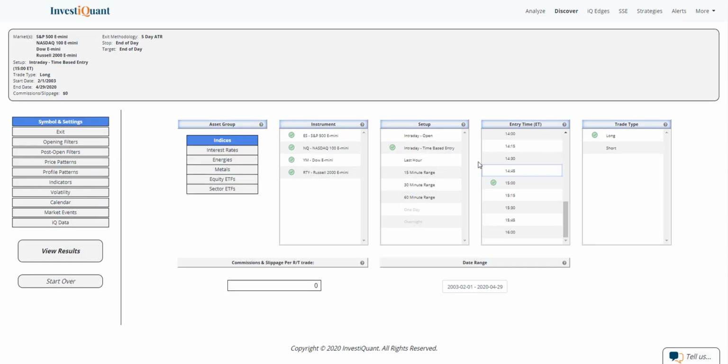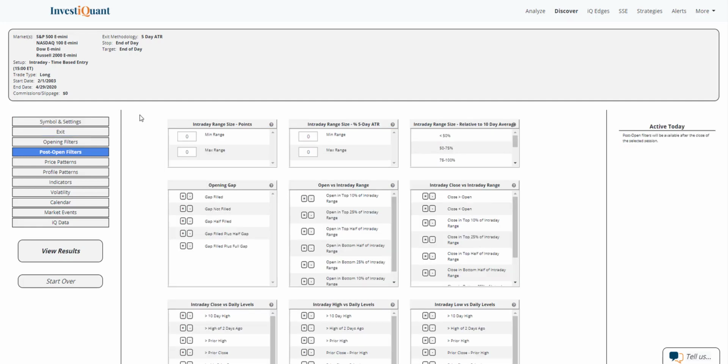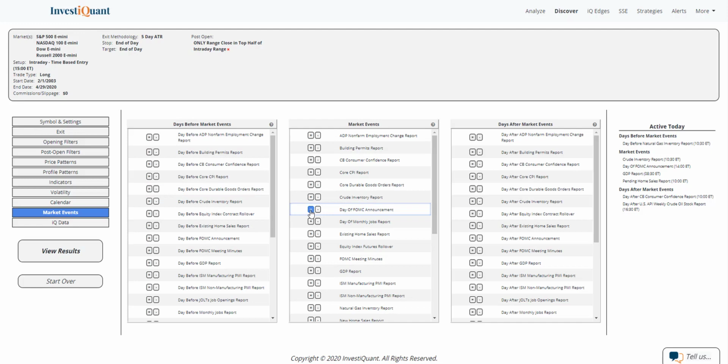So let's set this up. I've got all four instruments selected here. Setup is going to be intraday time based with an entry at 3 p.m. Eastern time. The trade type is long, and all I'm going to do is come in here to the post open filters where I can add some price action around what's happened between the open of regular trading hours and the entry time, which is 3 p.m. Eastern time. And I'm going to put the first test that we're going to run as 3 p.m. being above the midpoint of the session, and then I'm going to come in here to market events and add that today is day of FOMC announcement, and then hit view results.